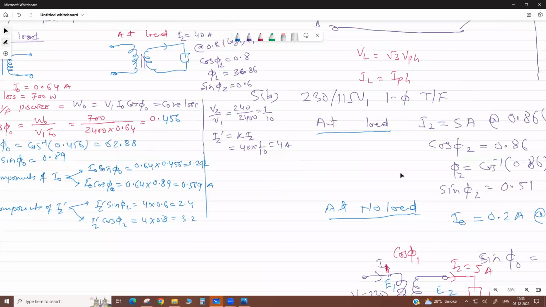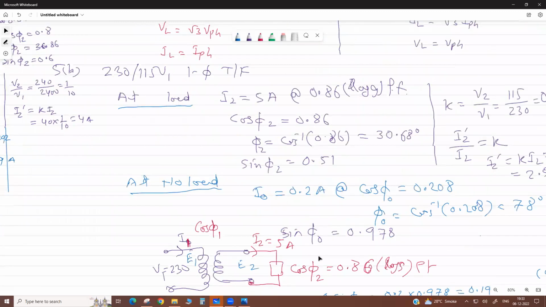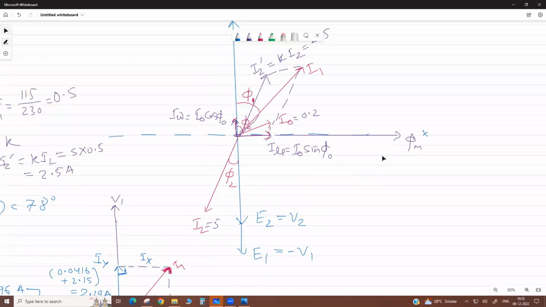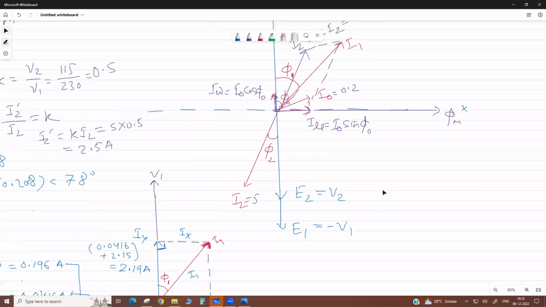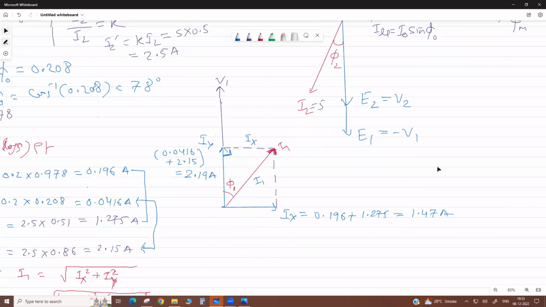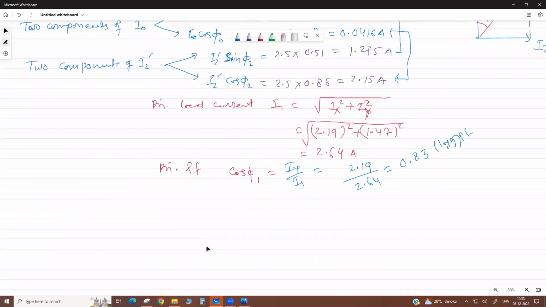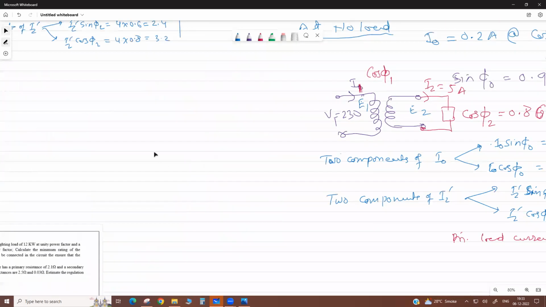Now, my dear, same as before, you draw the vector diagram for this part. Nothing changes, only the values change. Please try yourself. You draw the vector diagram, the values we have.